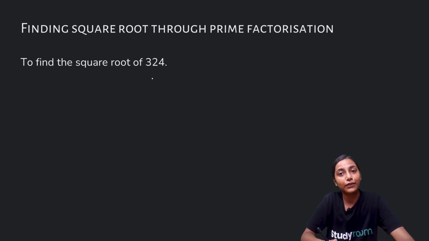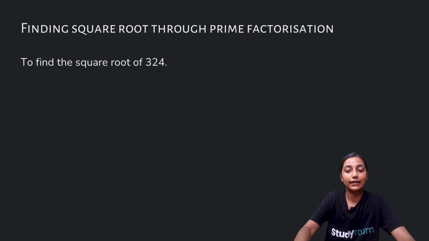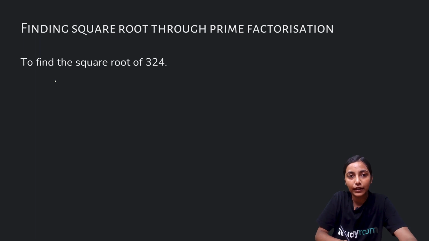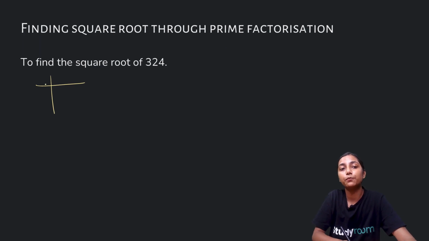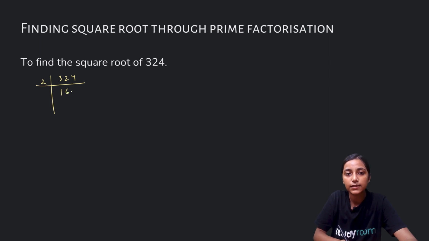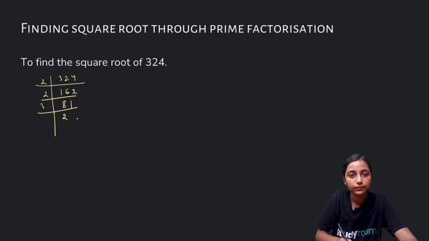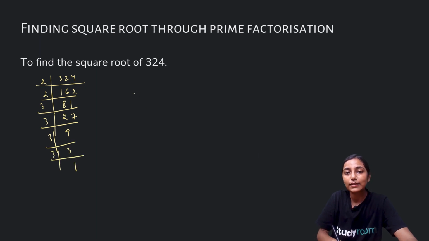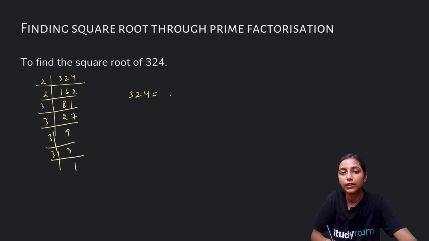Now find the square root of 324 by using this new method, that is prime factorization. How are we going to begin? For the square root of 324, our first step is going to be finding the prime factors. 324, 162, 81, 27, 9, 3, 3 and 1. So what are the prime factors of 324? You can write 324 as 2 into 2 into 3 into 3 into 3 into 3, that is, 4 times 3.